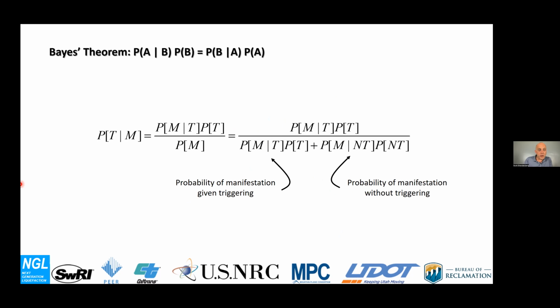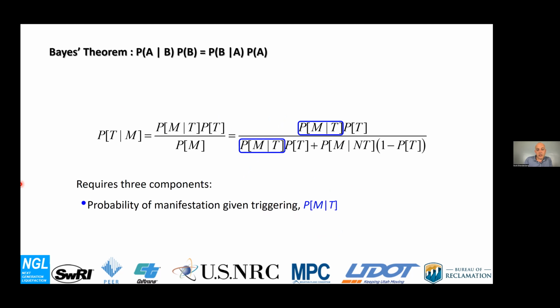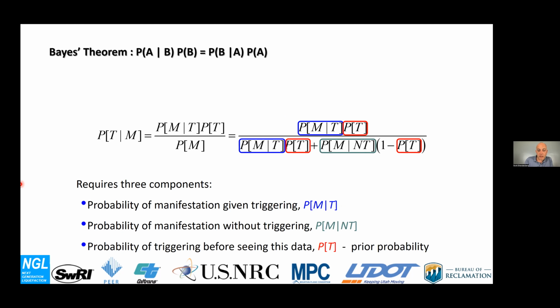And so the way we're approaching it is to use Bayes' theorem to try and separate out triggering from manifestation. This is an expression showing the probability that a site has triggered given that there was manifestation of liquefaction. There's really 3 components here. There's the probability of manifestation conditioned on triggering occurring. Then there's the probability of manifestation conditioned on no triggering occurring. That would be like maybe a site that forms sand boils at an excess pore pressure ratio of 0.8. And then there's the probability of triggering, P of T.